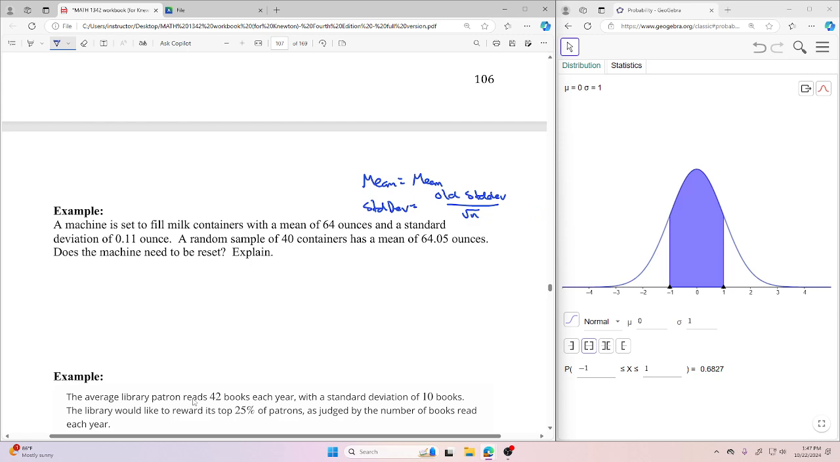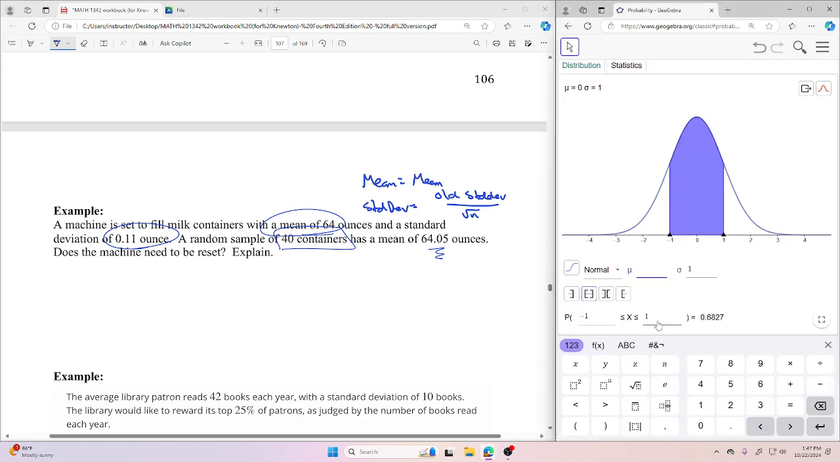So, we have a milk machine, has a mean of 64, a standard deviation of this much. We now have 40 containers. And from those 40 containers, we have this much as the average. Of those 40, is there a problem? That's kind of like the lumber cutter problem we finished with last time. We just want to see what's going on with the numbers we have. Okay, so what do I put in for the mean? What's the number?